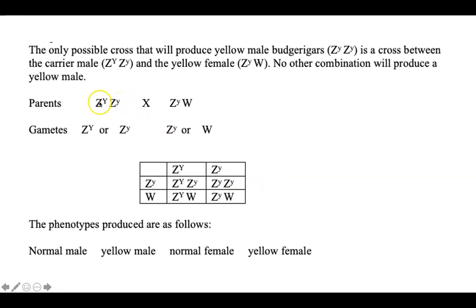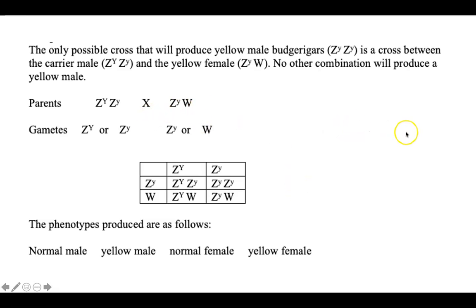Now, here are the parents: Z big Y, Z little y, cross Z little y W. And these are the individual gametes. Here's your Punnett square. And then you can work out the phenotype ratio, where if we have males, half of the males, 25% of the overall offspring, have a probability of being a yellow male.